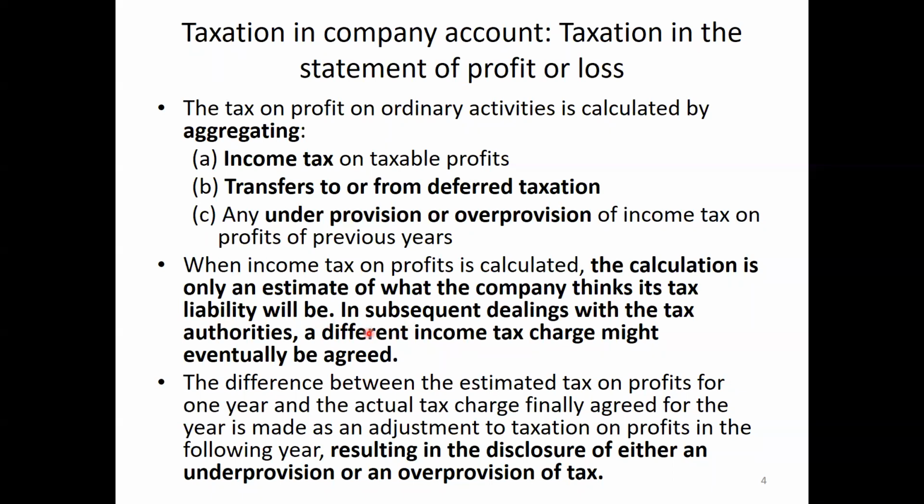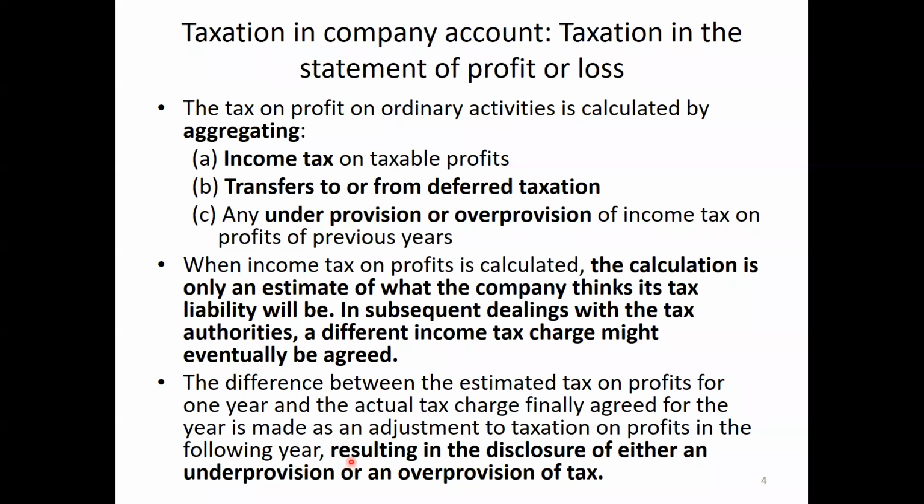It is normally happening. In subsequent dealings with tax authorities, a different income tax charge might eventually be agreed. Right? Finally, we argue 10,000, they argue 15,000. So due to several discussions with the officers, now they have agreed on 13,000. So due to this, under provision and over provision will occur. The difference between the estimated tax by the company accountant on profit for one year, and the actual tax charge finally agreed, is made as an adjustment to taxation on profit in the following year.